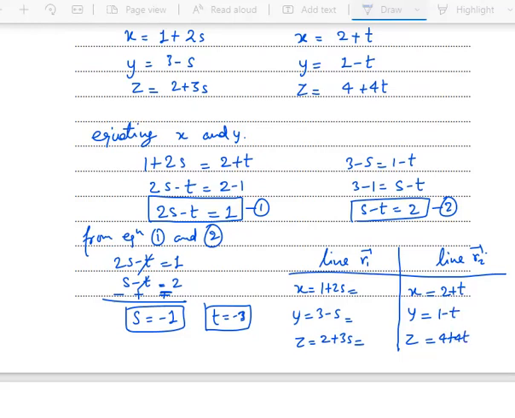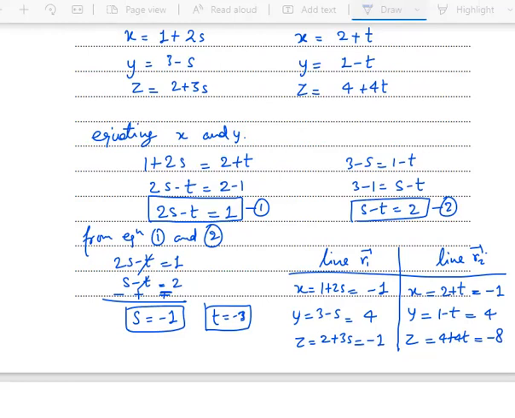So if I put s is equals to minus 1, 1 minus 2 is minus 1. Here t is minus 3, so 2 minus 3 is minus 1. So the x coordinate is the same. Then 3 minus minus 1 is positive 4. 1 minus minus 3 is again positive 4. So this is also equal. Then 2 minus 3 is minus 1. 4 minus 12, right? 4 times 3 is 12. So this is minus 8. So z is not equal.